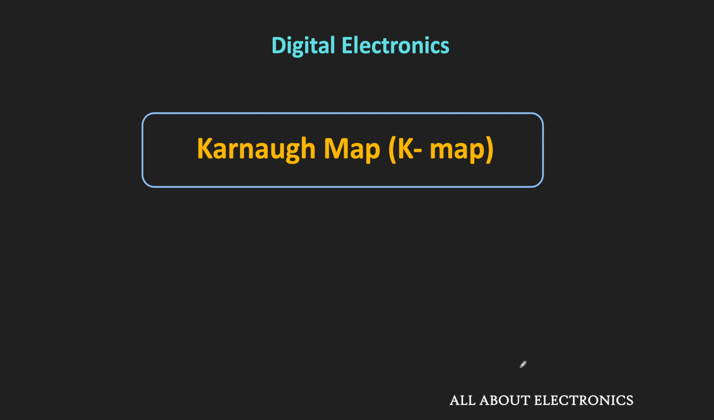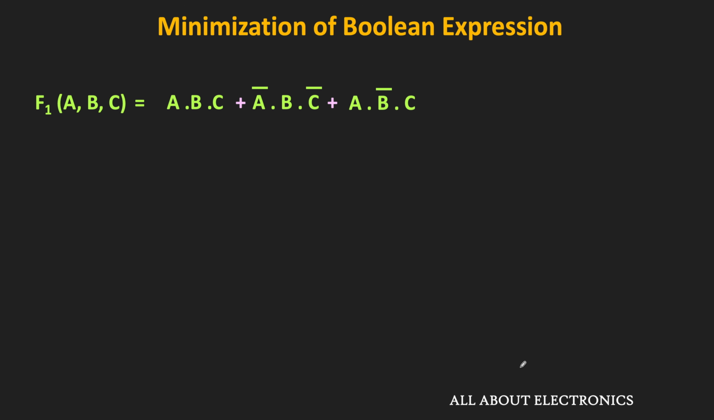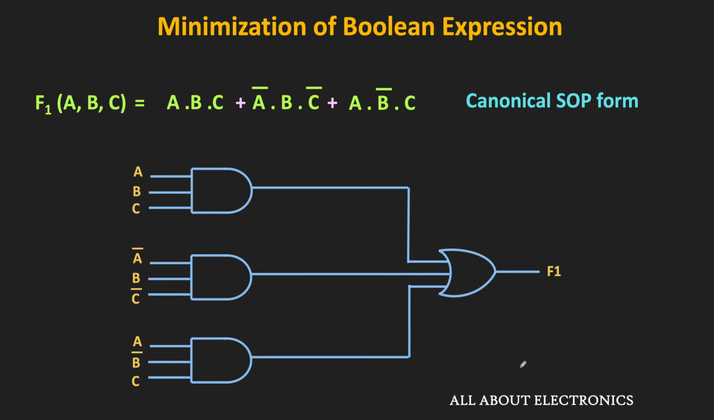For example, let's say we have this Boolean expression and we want to implement it using the logic gates. Now this expression is in the canonical SOP form. So to implement this expression, we require 3 AND gates and 1 OR gate. And here we are assuming that the inputs in the true form and the complemented form are readily available.